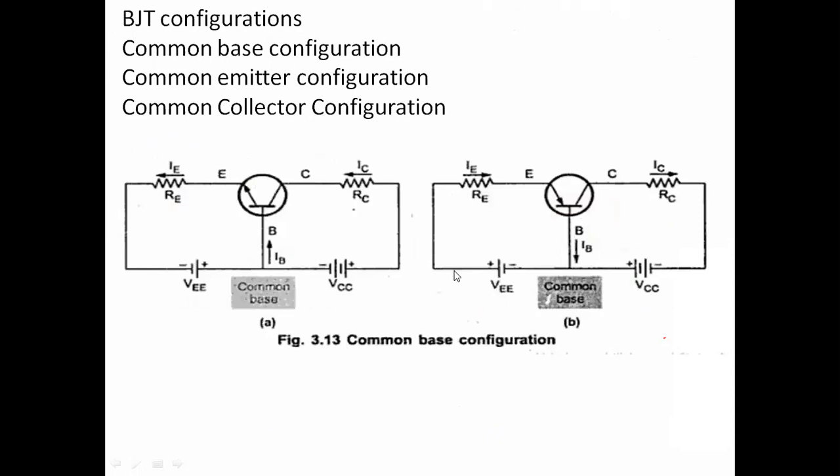Transistors are connected in three configurations: common base configuration, common emitter configuration, and common collector configuration. So we have three terminals. If you consider the base common for the input and output, then it is common base configuration. If you consider the emitter common for the input and output, then it is common emitter configuration.